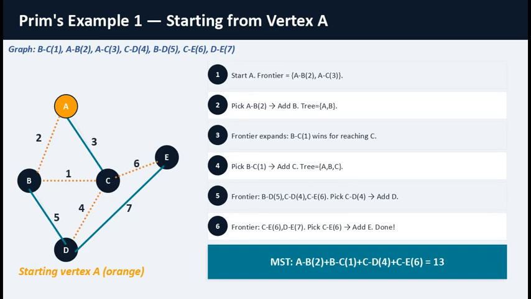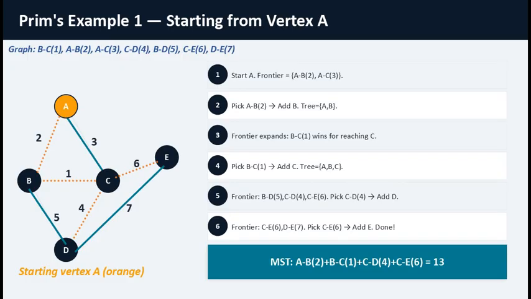Let's run Prim's on the same 5-node graph, starting at vertex A. Our initial frontier edges are AB at weight 2 and AC at weight 3. We pick AB, the cheapest, and add vertex B to the tree. Now the frontier expands to include BC at weight 1, which is actually cheaper than AC, so we pick BC next and add vertex C.